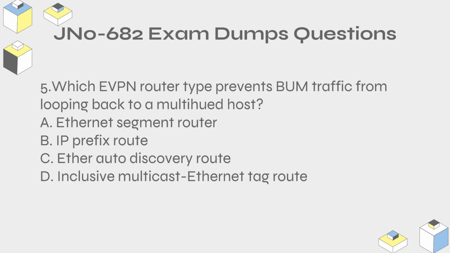5. Which EVPN route type prevents BUM traffic from looping back to a multihomed host? A. Ethernet segment route. B. IP prefix route. C. Ethernet auto-discovery route. D. Inclusive multicast Ethernet tag route.